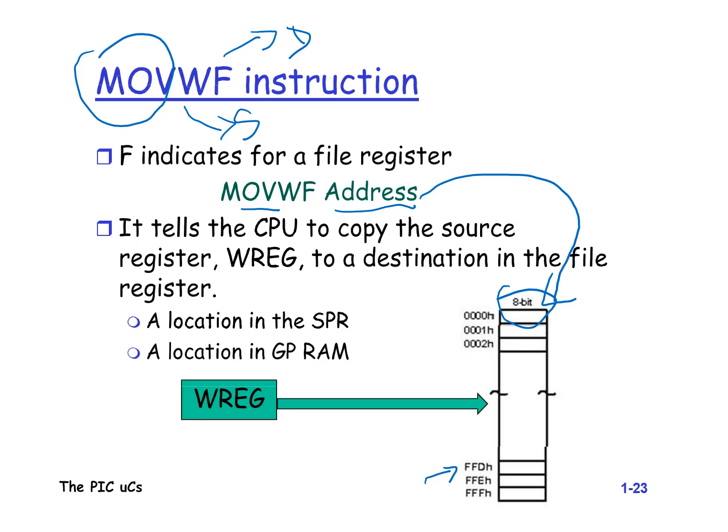Let's see an example. We will write, let's say, MOVWF 00H. So after the execution of this instruction, whatever the contents of the working register are will be moved to this particular location.